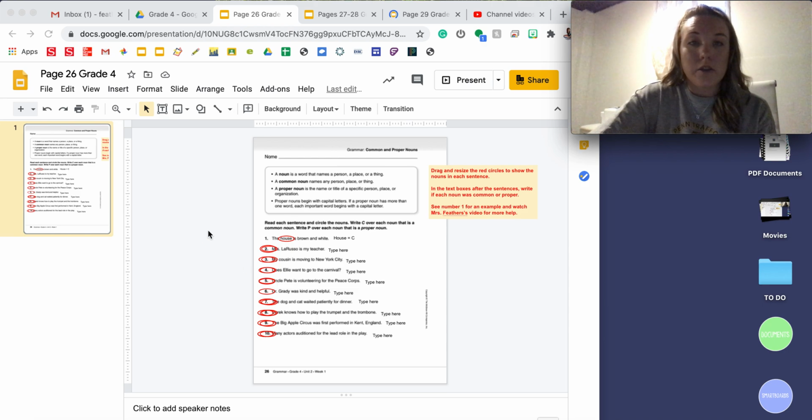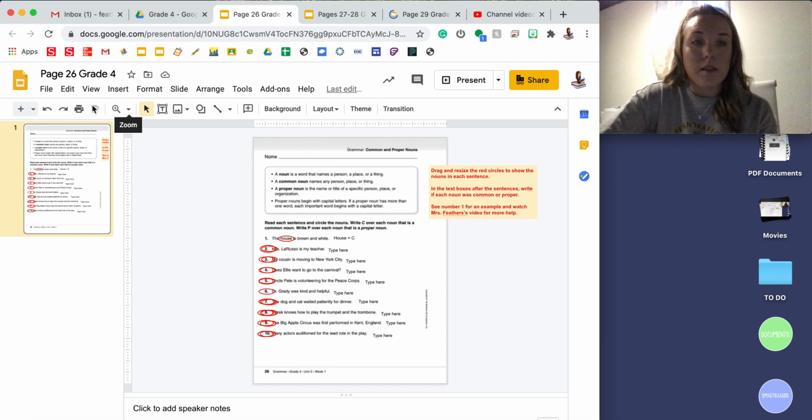Your first page on Monday will be page 26, and on this page you will be reviewing common versus proper nouns. Please remember to use this zoom feature that I'm circling on the screen to make your page bigger. And I also have a text box here in yellow and red to give you some tips. Let's go over the box on the top first.